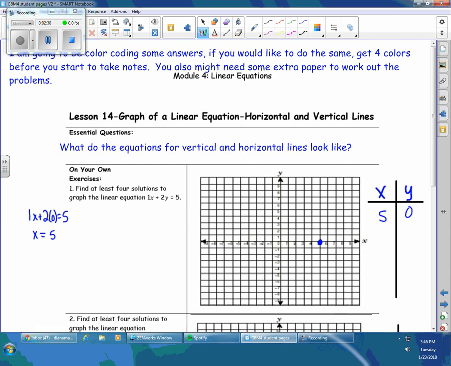And this is where I'm going to change colors, just because I don't have the table to keep me organized. I want you to see the different colors. The next thing I'm going to do is set y equal to 1 and put it into my equation. So x plus 2 times 1 equals 5. Subtract 2, and x is going to equal 3. So x is 3, y is 1, and there's my point right there.